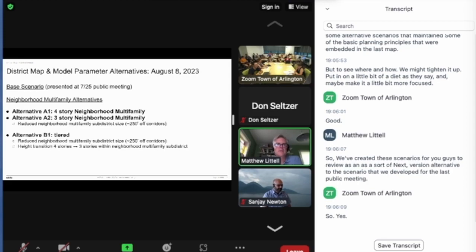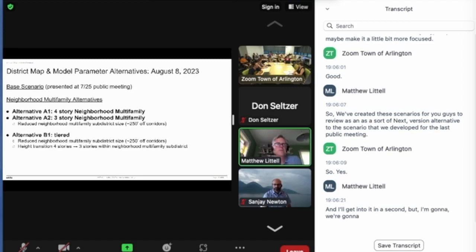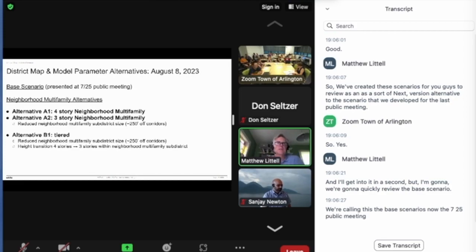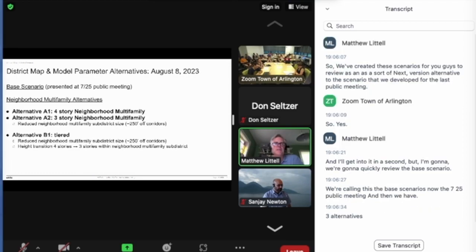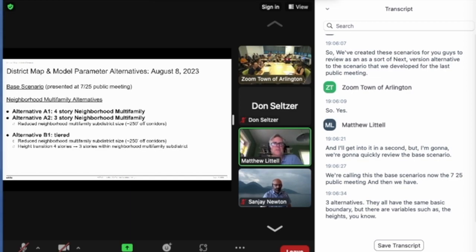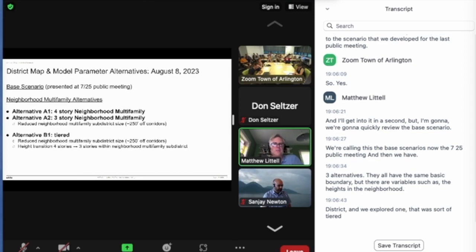I'll get into it in a second, but we're going to quickly review the base scenario. We're calling this the base scenario now, the 7/25 public meeting. And then we have 3 alternatives. They all have the same basic boundary, but there are variables such as the heights in the neighborhood district, and we explored one that was tiered in the neighborhood district, transitioning from 4 stories to 3 stories.